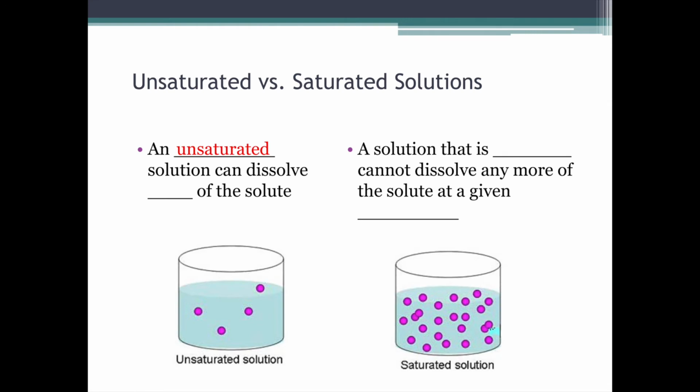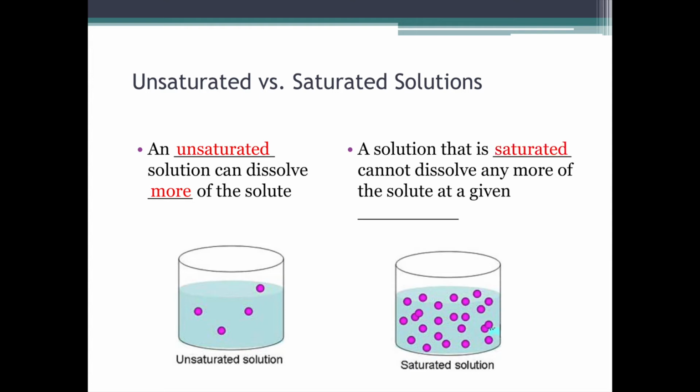Now, saturation. An unsaturated solution is one that can still dissolve more of the solute. So, if you're thinking about making your tea, maybe you don't want it super sweet, so you only dissolve the amount of sugar that you want. You could make it sweeter still, but you're choosing not to. So, what you're drinking is an unsaturated solution.